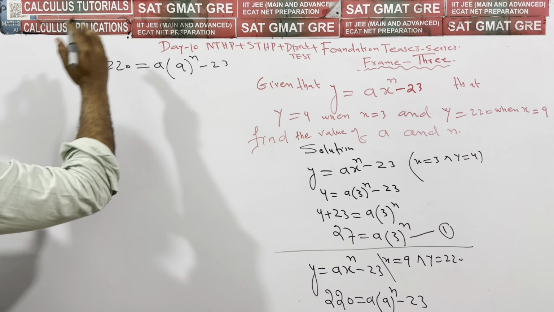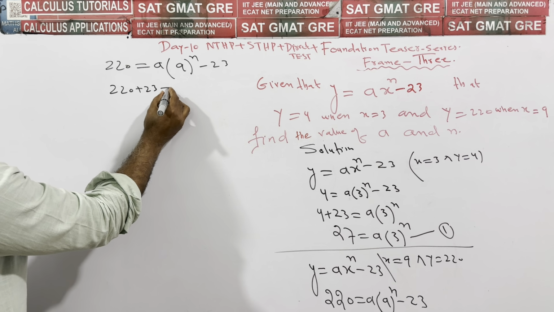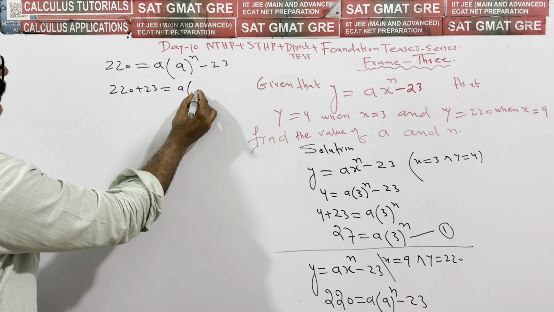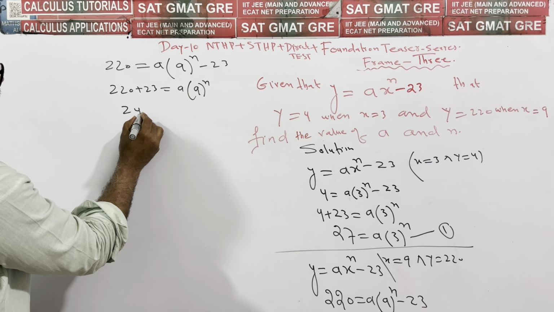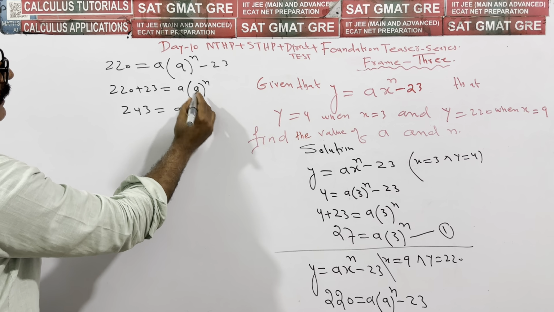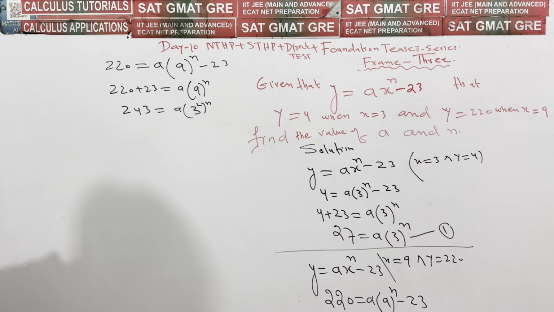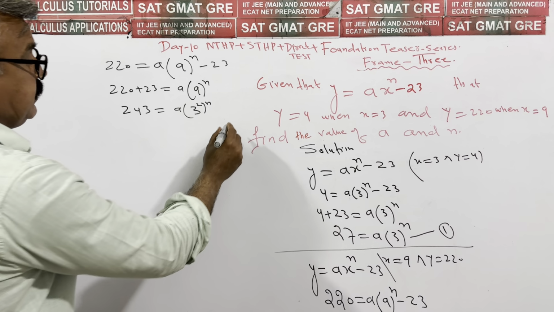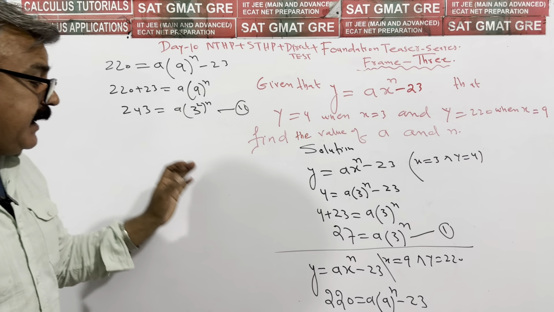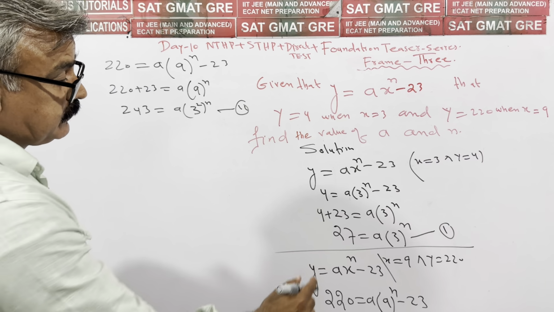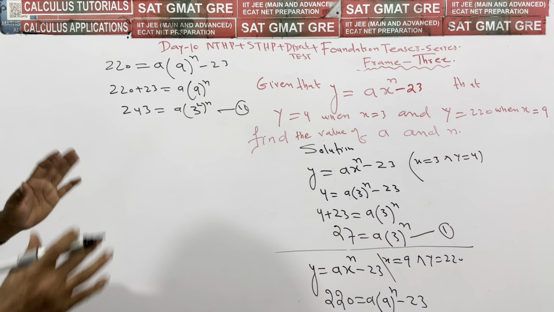Shift minus 23 from right to left. 220 plus 23 is equal to a times 9 raised to n. It will become 243. 9 can be written as 3 squared, so 3 squared overall raised to n. It's equation number 2. Now it's up to you. Divide either equation with any one, or you can find the value of a and compare.